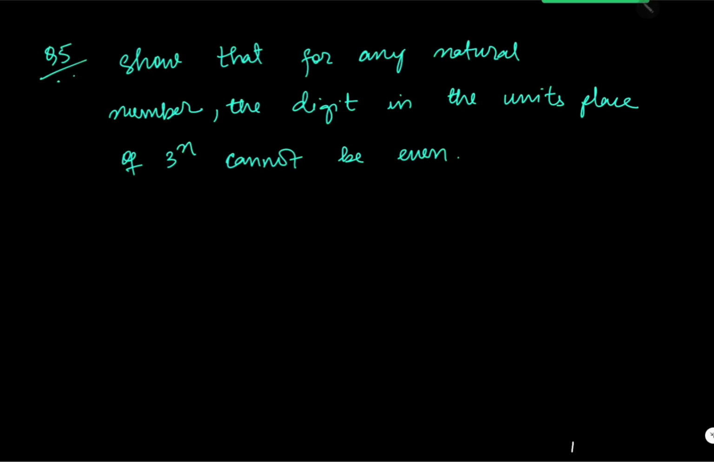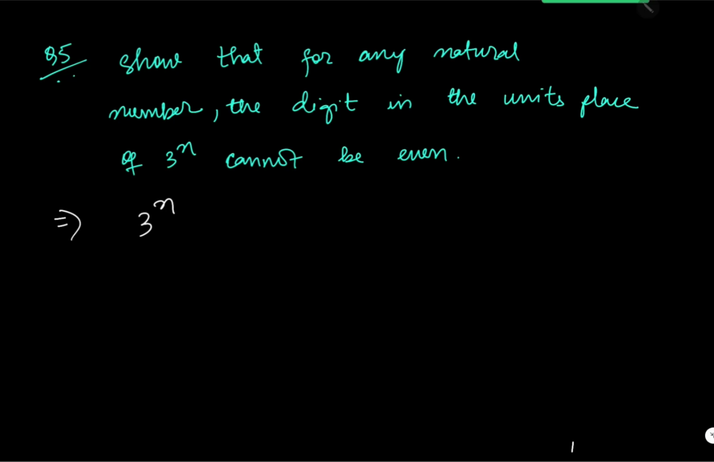Let us solve question number 5. Question number 5 says, show that for any natural number n, the digit in the units place of 3^n cannot be even. So what does the question mean? First, let us see what our 3^n is. It says that our n is any natural number.